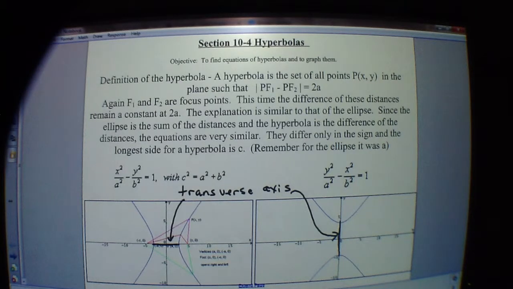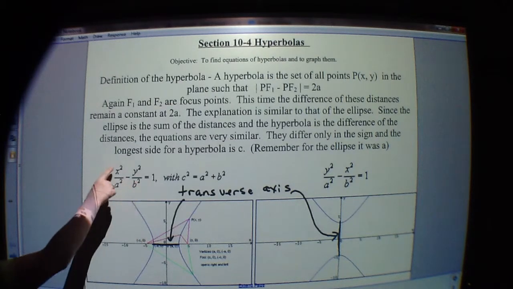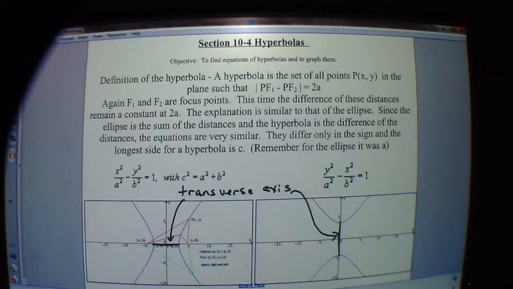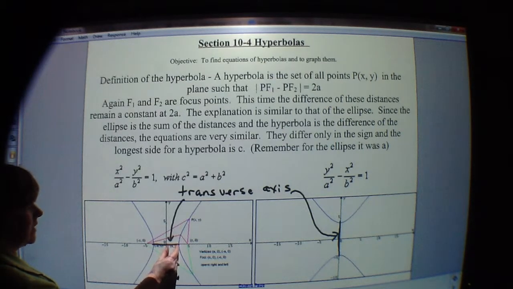If it opens right and left, it's this format: x squared over a squared minus y squared over b squared is equal to 1. If it opens up and down, it's y squared over a squared minus x squared over b squared is equal to 1, with c squared equal to a squared plus b squared. And again, this is my distance a to the vertex, distance c to the focus.